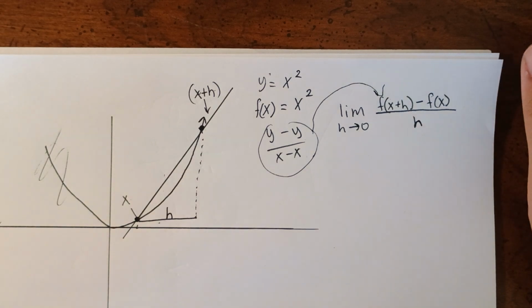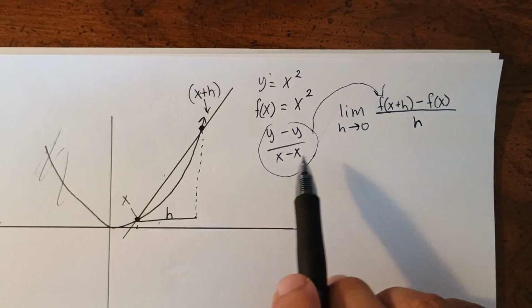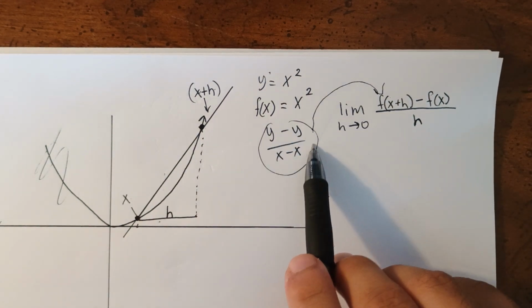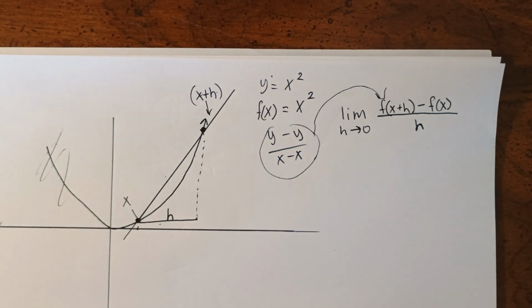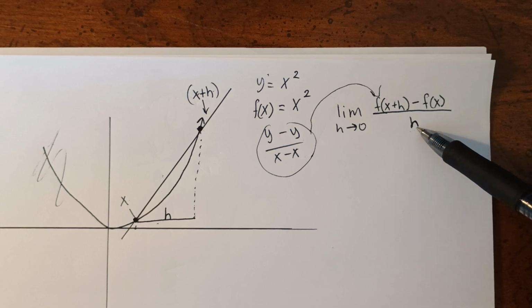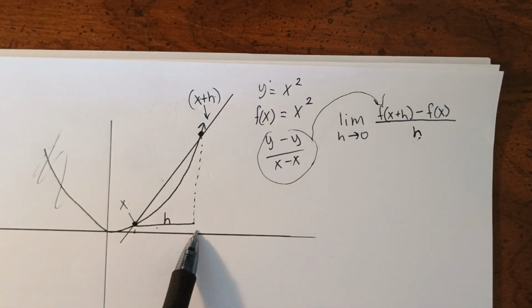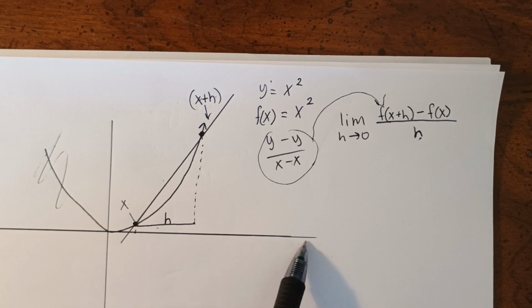I might go into a deeper dive into derivatives in the future, but for now, all you need to know is that this is just secretly this guy over here. And our h is on the bottom because our distance is x, right? This is our distance x, because this is our x line.